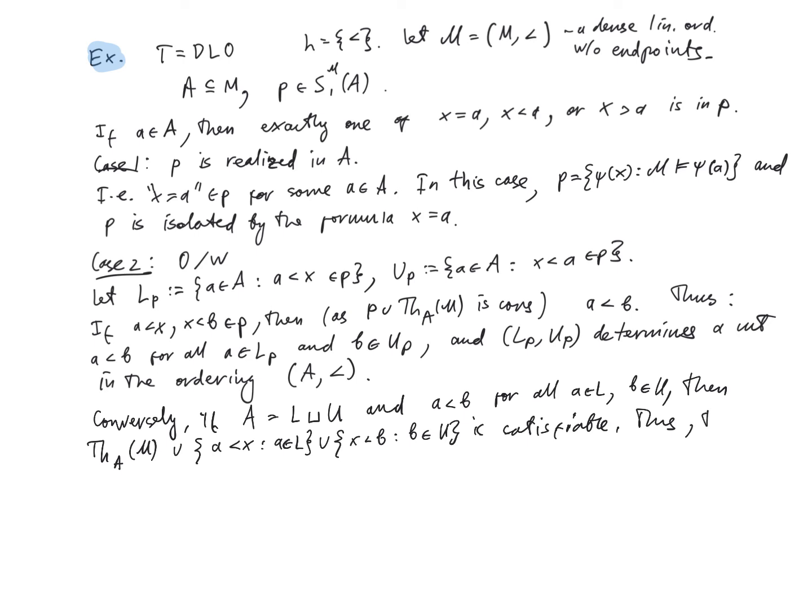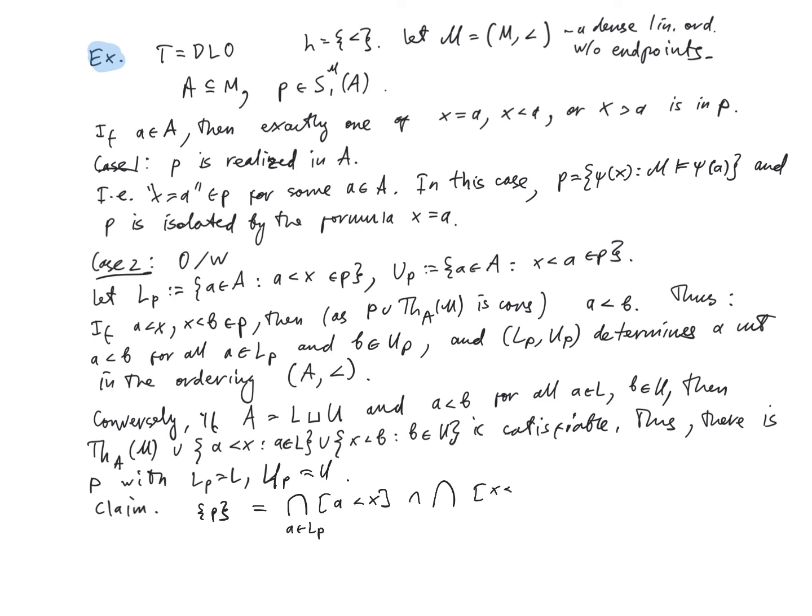Thus, we have that there is a type P with LP equal to L and UP equal to U. So we claim that the cut completely determines the corresponding type. That is, the set with a single element P is precisely the intersection over all A in LP of A less than X, intersected with all basic sets of the form X is less than B for B in UP.